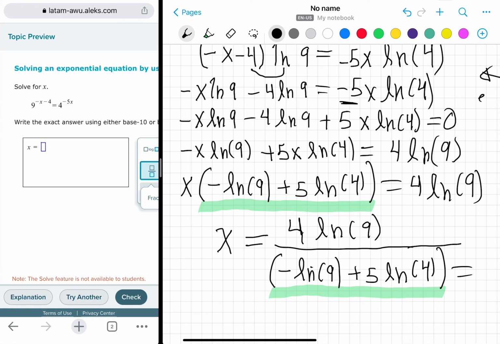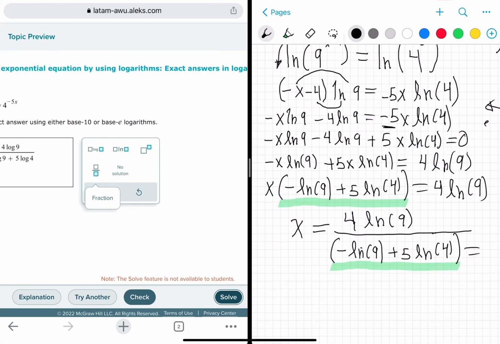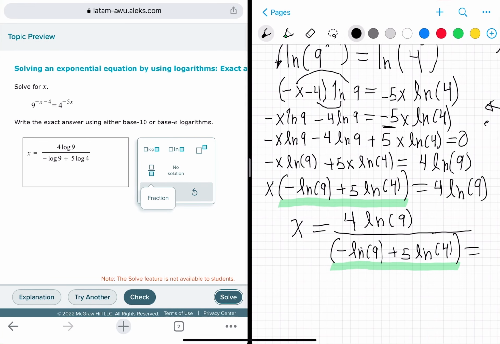This big number. Let's see this Alex option. Oh, okay, here. So if I click solve, yeah, pretty much the same number. I have 4 times the natural logarithm of 9 over minus 9 times the natural logarithm plus 5 times the natural logarithm. And you see that here Alex writes the answer as a log base 10, and I wrote it here as a natural logarithm. For Alex in this exercise, you can write it either way, and it will be correct. So check, and there it is, correct.